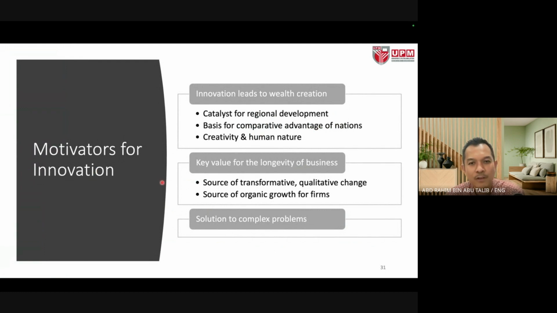Right. Motivators for innovation. Innovation leads to wealth creation, catalyst for regional development, basis for comparative advantage of nations, creativity and human nature. Innovation leads to wealth creation, right? And it's not just about money, it's also solving social issues. Key value for longevity of business, sustainability of companies, source of transformative, qualitative change, source of organic growth for firms, and solution to complex problems. Those are actually the motivators for innovation, right?